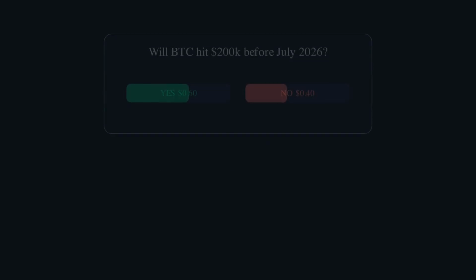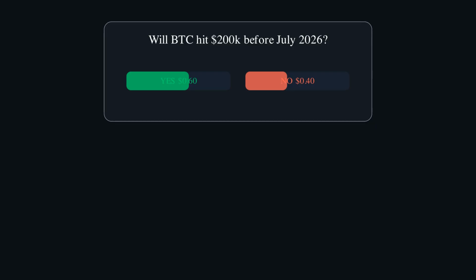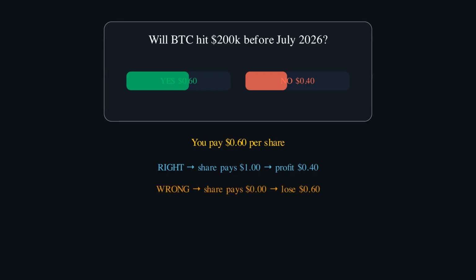On Polymarket, every event is a question, yes or no. You buy a yes share for 60 cents. If you are right, it pays $1 back. You profit 40 cents. If you are wrong, the share pays 0. You lose the 60 cents.